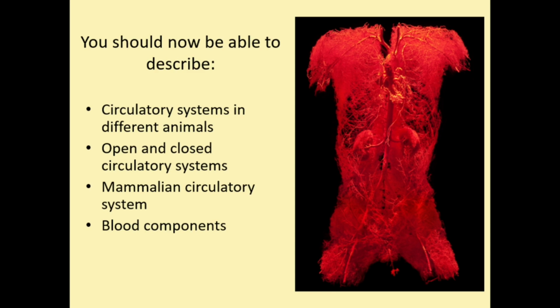So that was a gentle introduction, hopefully, to circulatory systems. So hopefully you'd be able to now describe the circulatory systems in different groups of animals. And you'd be able to describe the differences between open and closed circulatory systems. You'd be able to describe the basics of the mammalian circulatory system and the flow of blood around it, and then also the main components of blood.